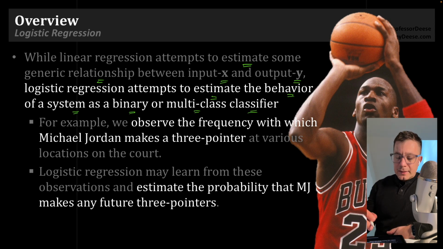For example, let's say we observe the frequency with which Michael Jordan makes a three-pointer at various locations on the basketball court. Logistic regression may learn from these observations, from that information, and estimate the probability that Michael Jordan makes any future three-pointers based on the location where he shoots.